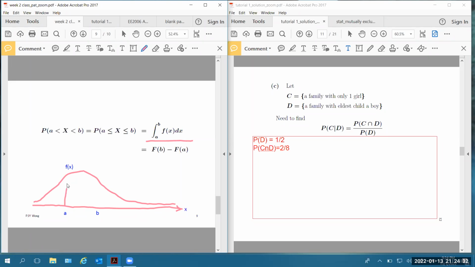So from point A, integrate until point B, right? So this actually means the area under the curve from A to B. And this is the area, right? You see, this is the area. This is the integration. Okay, see, this is the area. This area is this integral. Yeah, this integral is this area.